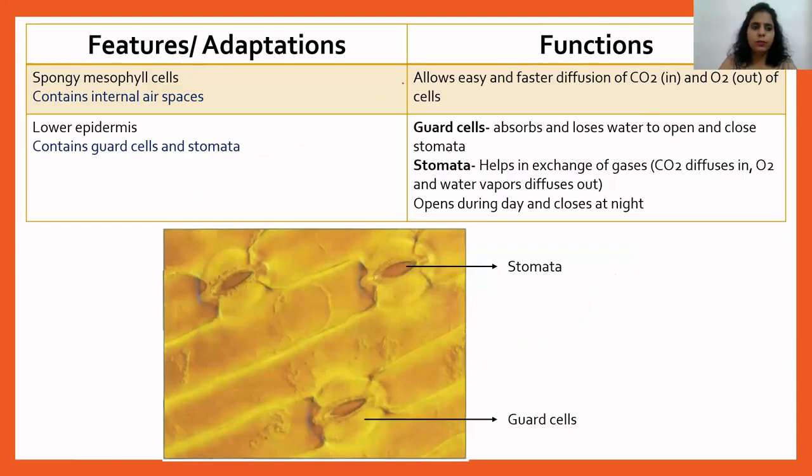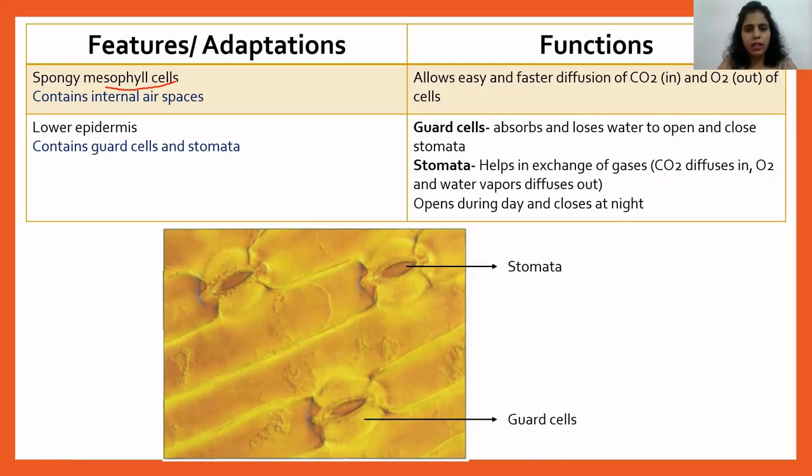The next adaptation is spongy mesophyll cells. I've already told you that spongy mesophyll cells are oval-shaped and loosely packed. These oval-shaped, loosely packed cells also contain some chloroplasts, because some part of photosynthesis also takes place in spongy mesophyll cells.